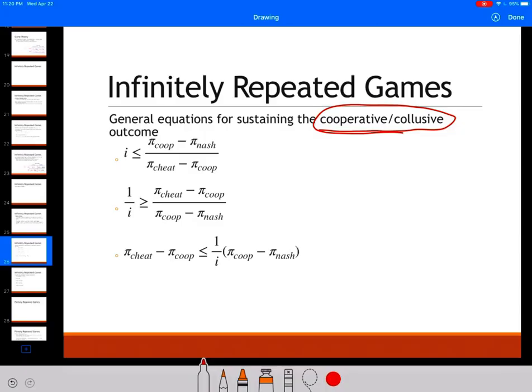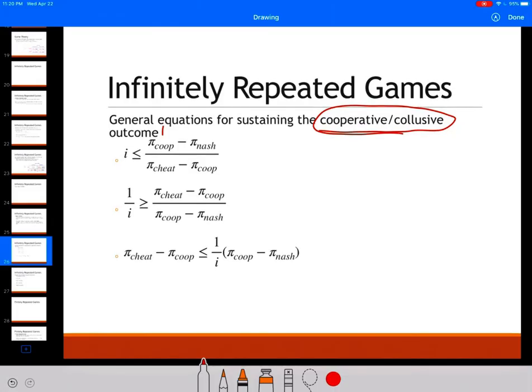Okay, so let me explain what each of these terms means. Pi co-op is the cooperative profit. Pi Nash is the profit gained from the Nash equilibrium. Pi cheat is the money you get one time when you cheat on the collusive agreement. And again, we have pi cooperative again, okay?